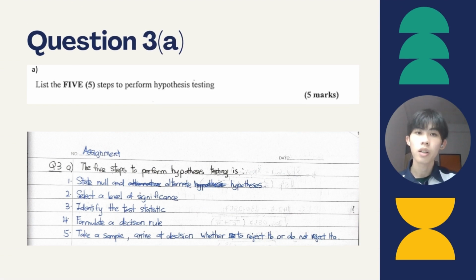For question 3a, the 5 steps to perform hypothesis testing are: first, state the null and alternate hypothesis. Second, select a level of significance. Third, identify the test statistic. Fourth, formulate a decision rule. And the last step is to take a sample and arrive at a decision whether to reject H0 or not reject H0.